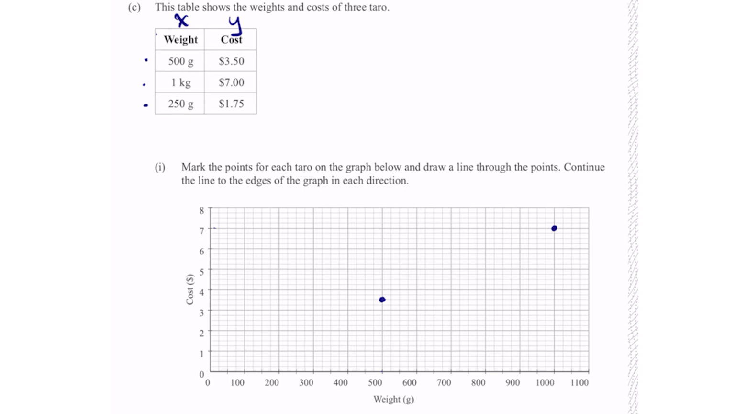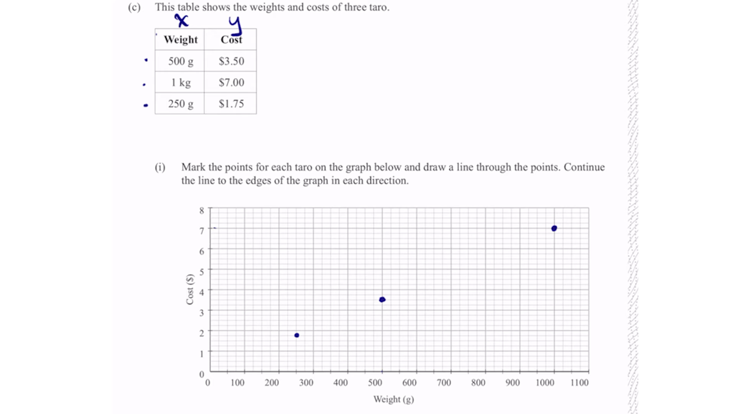So if we look at 250, that's going to be this point here, in between 200 and 300, or halfway in between them. And then we're going up to $1.75. So this would be $1, this would be $1.50, this would be $2, and therefore this is $1.75. So if we go from $1.75 across to 250, it'll be that point right there. So we've got these 3 points on our graph.